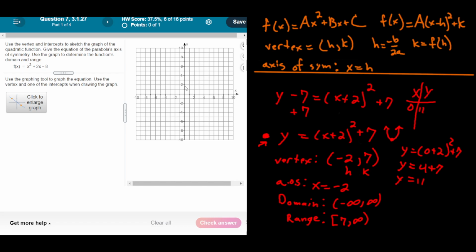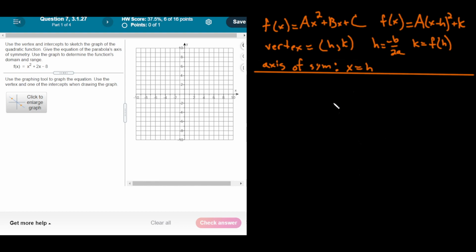So moving right along. It says use the vertex and intercept to sketch the graph. Okay, so we got to get this in vertex form, and let me show you how to do that. Vertex form is the most useful to us. To be honest, you don't have to put it in vertex form if you don't want to. You can find everything you need here. Just do negative b over 2a to get your h, plug it in to get your k, plug in 0 to get your y-intercept, and that's really all you need. So maybe we will be forced to, who knows?